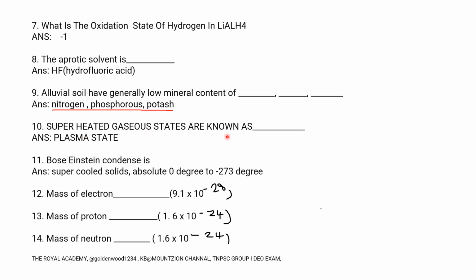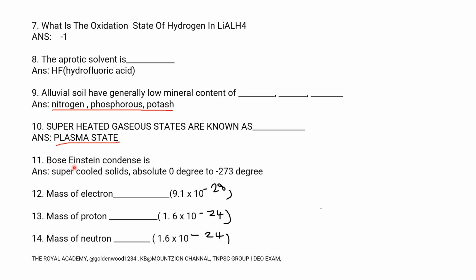Then come to the next one. Superheated gaseous states are known as plasma state. If we heat a gas to a high temperature, it comes to a state that is called plasma state.